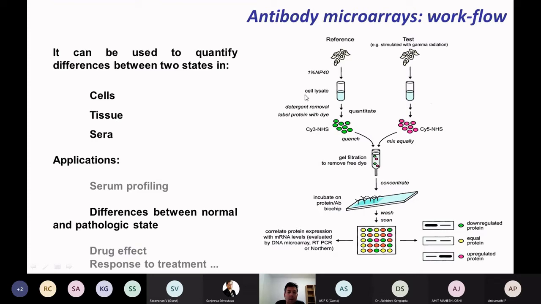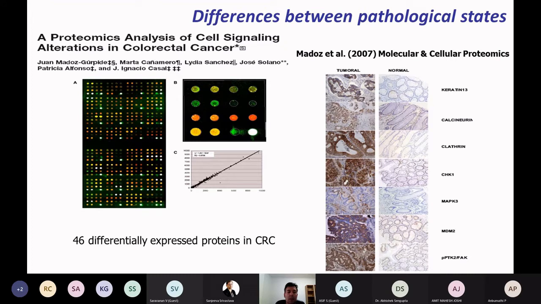Another application is determining differences between normal and pathological states. This was one of the first studies using this technology, developed in different labs, mainly by Brian Haab. In this work, using commercial antibody microarrays with 226 unique antibodies, the authors were able to find 46 differentially expressed proteins in colorectal cancer in comparison to normal tissue, and validated some of the results using tissue microarrays.